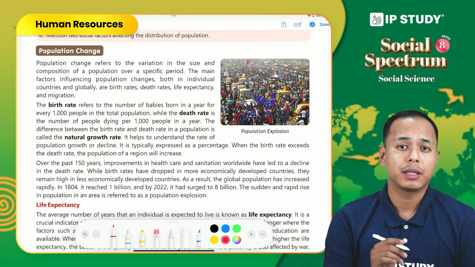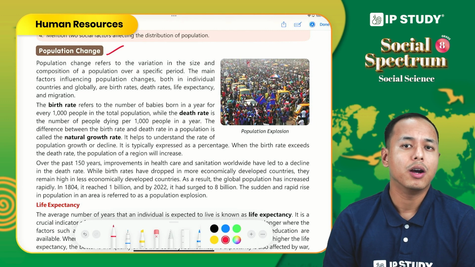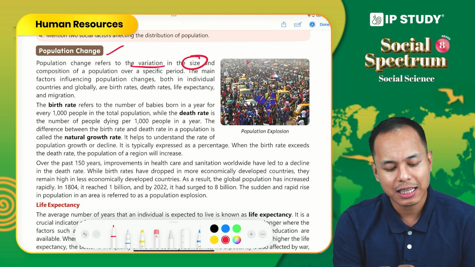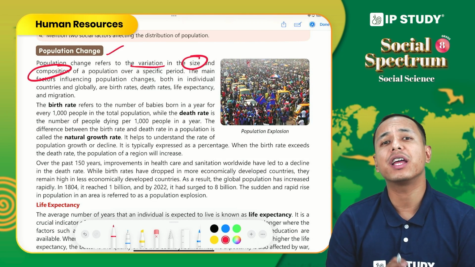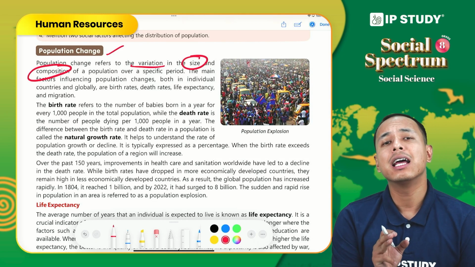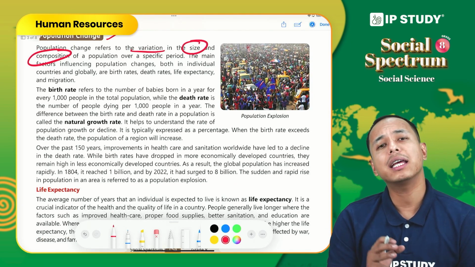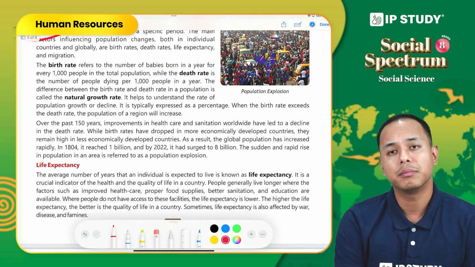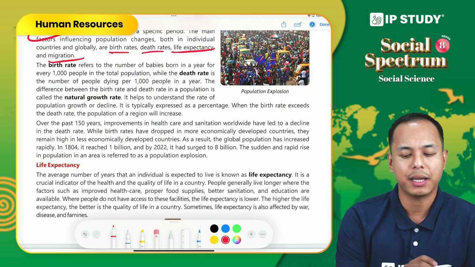So now the next topic is population change. What is population change? Population change is the variation in the size and the composition of population in a specific period of time. Variation in size and composition of a population refers to population change, and there are various factors that influence population change. For example, birth rates, death rates, life expectancy and migration.